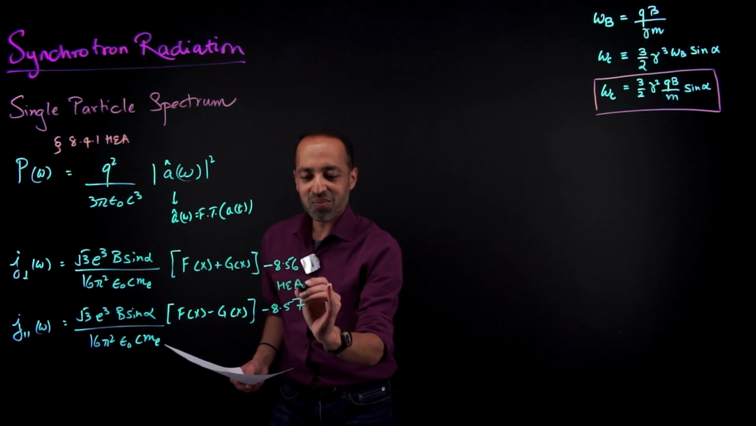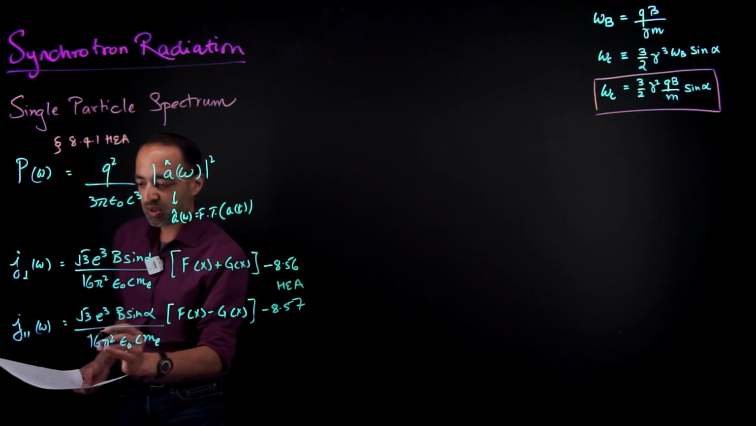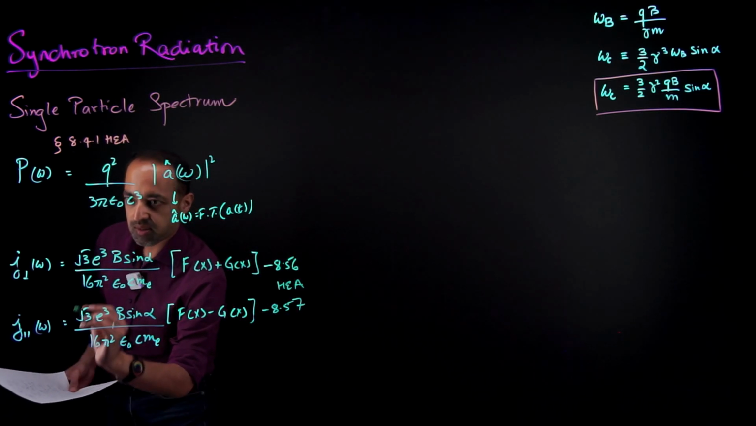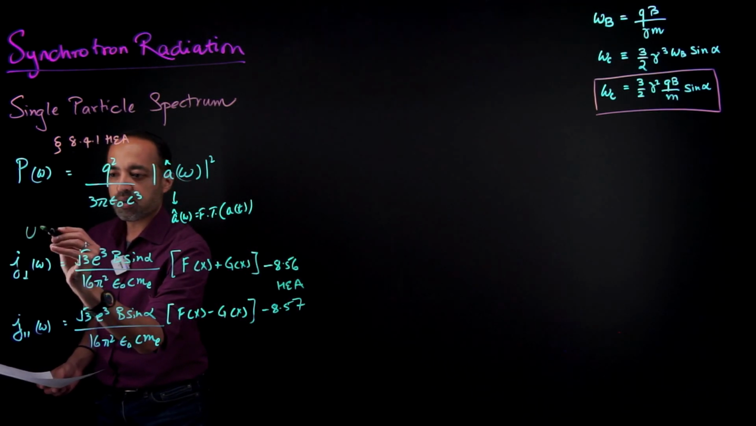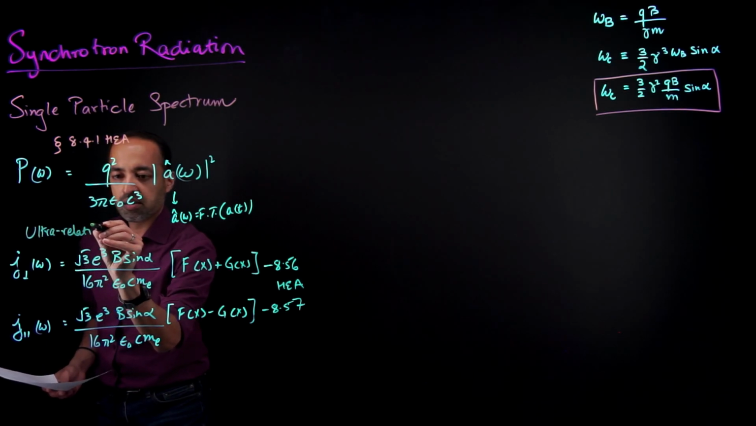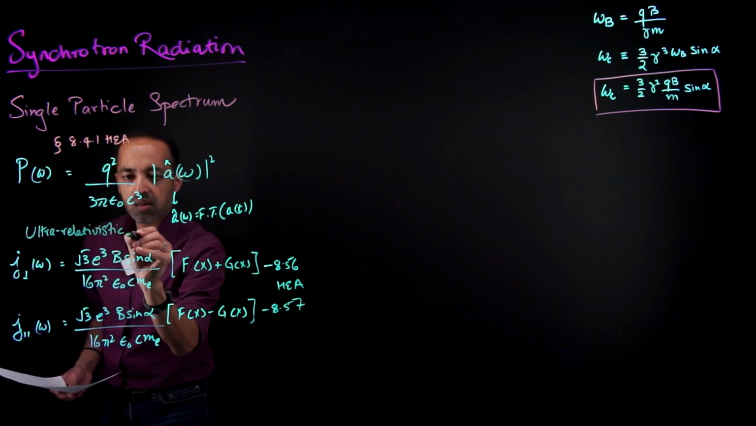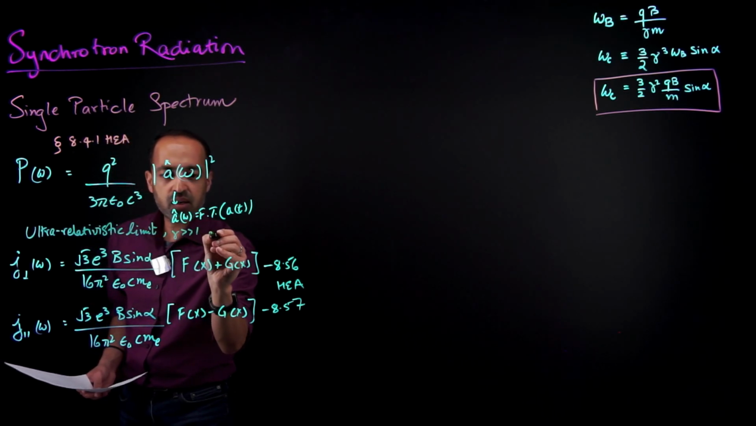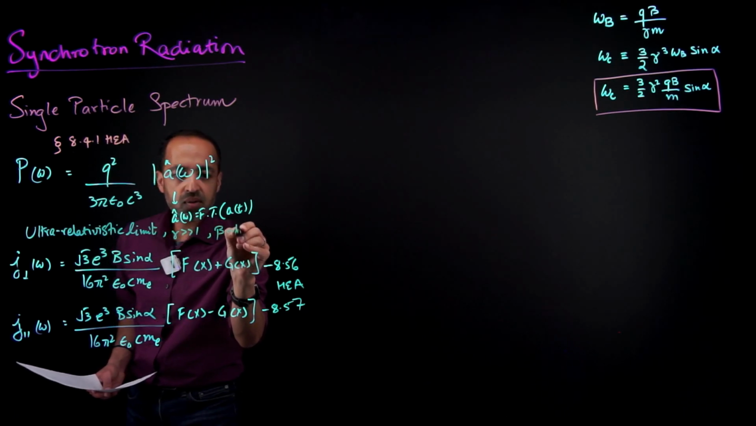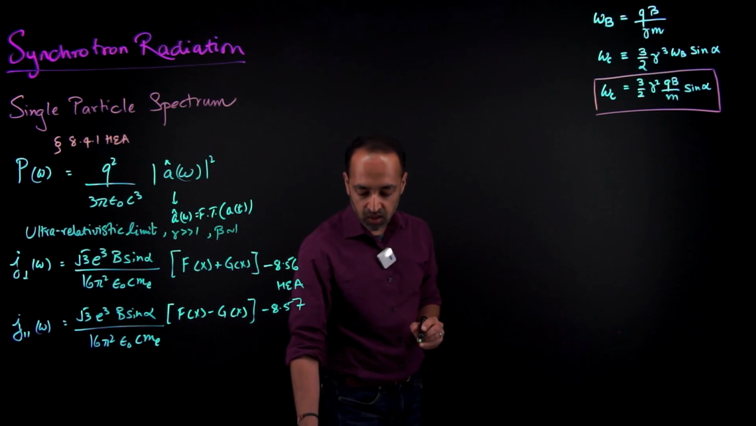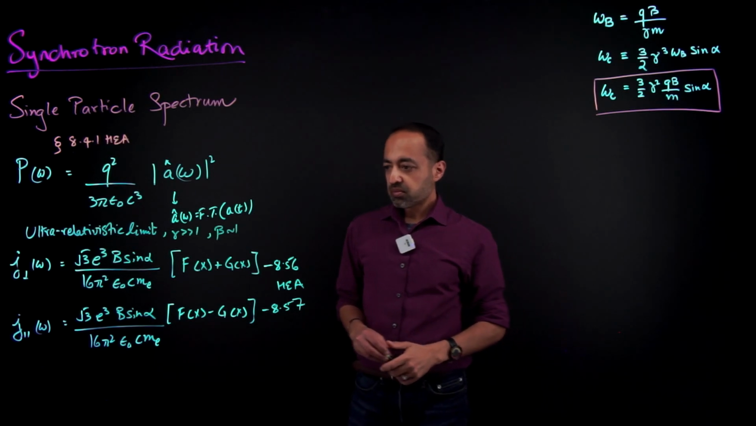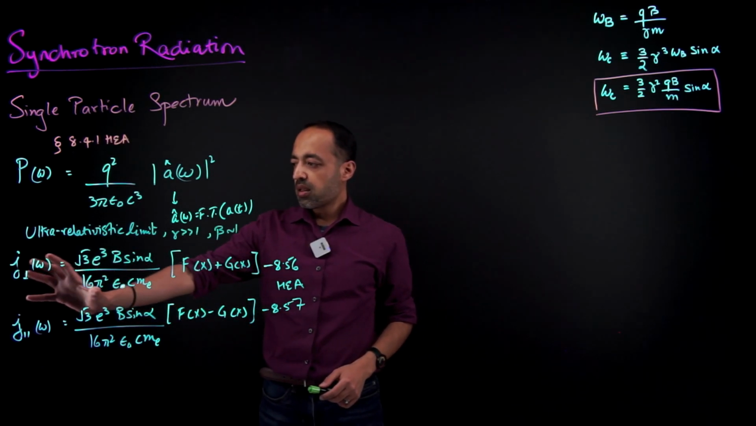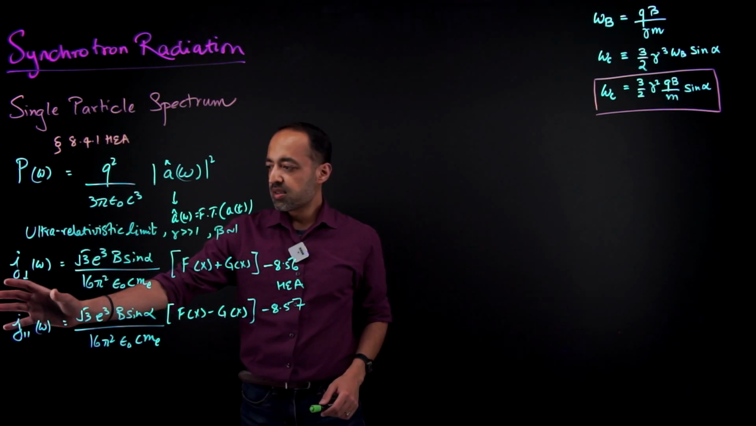One more thing to keep in mind is that there's an approximation here, which is that this is in the ultra relativistic limit, which just means that this is in the limit that gamma is much greater than 1, and so we can take beta to be of order 1. Okay, so what is all of this? I'll describe these F functions and G functions in a second.